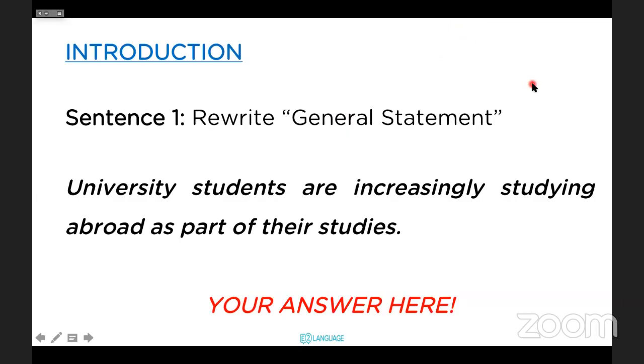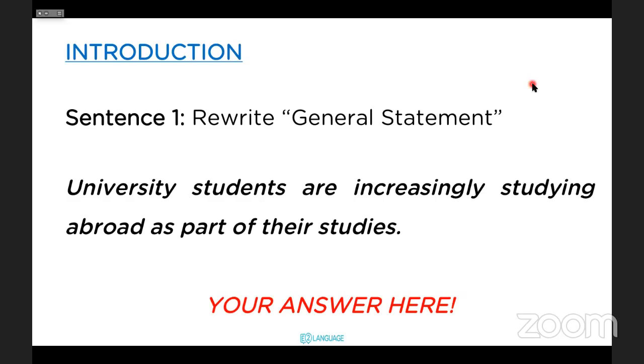Herman says, more and more tertiary students are studying overseas recently. Good. Well done. Perfect. Mohammed says, trend of studying in different other countries is going to increase.